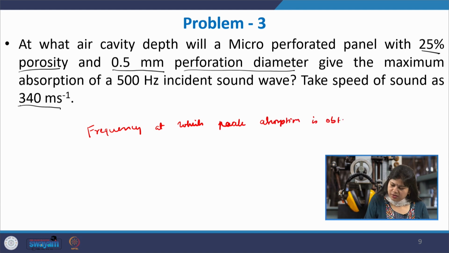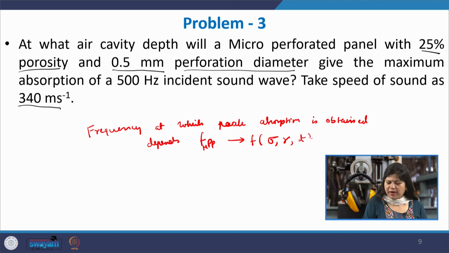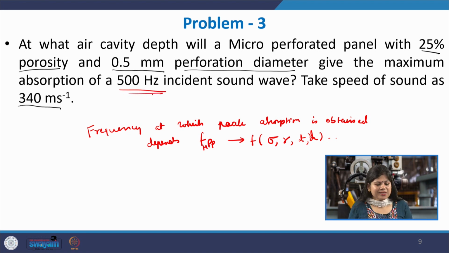is obtained depends on the fundamental frequency of the MPP, which is a function of sigma, the hole diameter or the radius, the thickness of the panel, the air cavity depth, and so many things. Okay. So, your frequency will depend upon these parameters. Already it is given that the frequency is maximized at 500 Hz, but at what air cavity depth will we get this? So, what is the effect of air cavity depth?